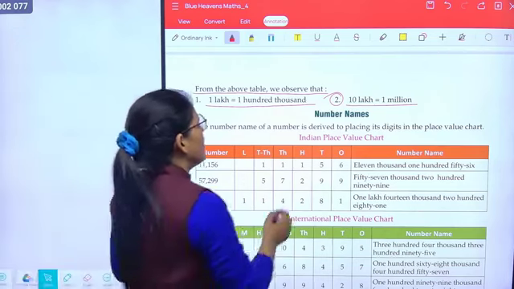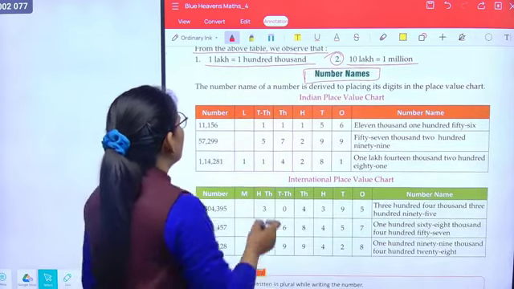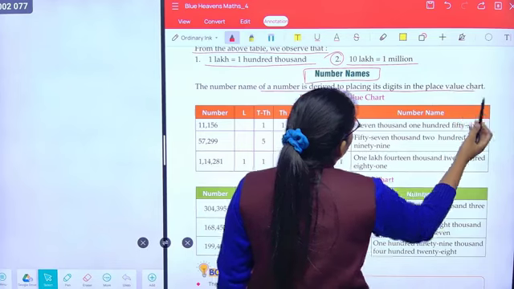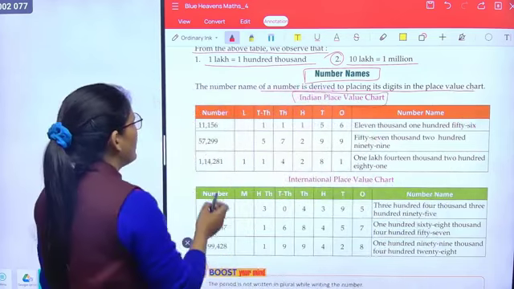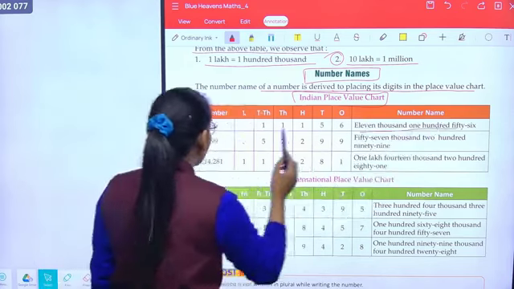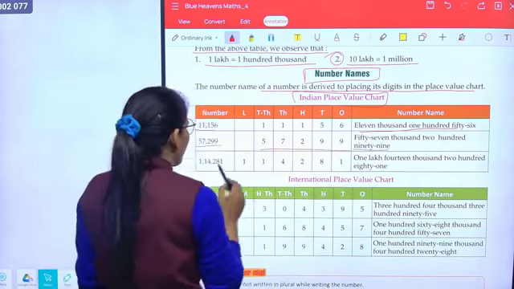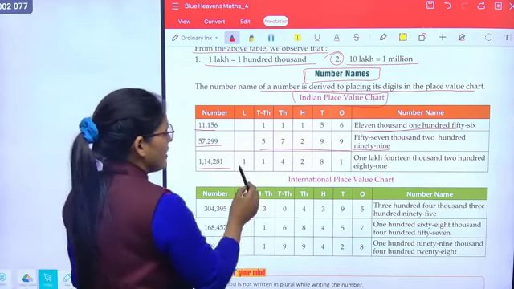Now number names. The name of a number is derived by placing its digits in the place value chart, Indian place value chart. Now, 11,156, see, 57,299, 1,14,281. Understand like this.